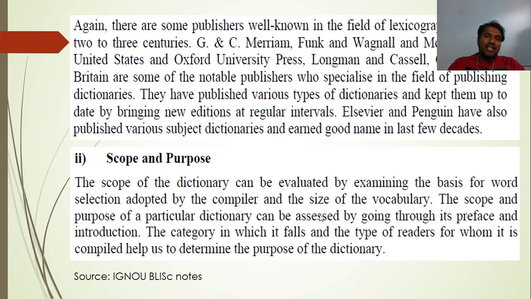The second criterion for evaluating the dictionary is scope and purpose. The scope of a dictionary can be evaluated by examining the basis for word selection adopted by the compiler and the size of the dictionary, the vocabulary. The scope and the purpose of the particular dictionary can be assessed by going through its preface and introduction. The category in which it falls and the type of readers for whom it is compiled help us to determine the purpose of the dictionary.